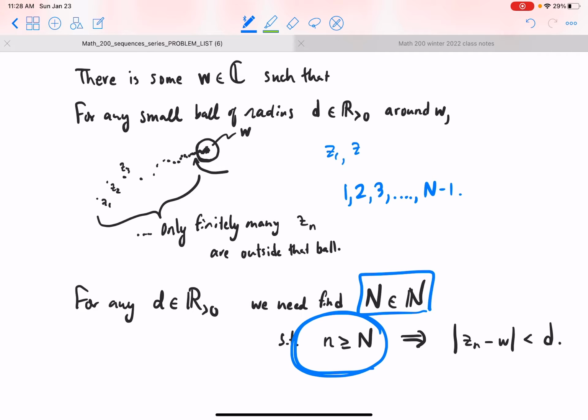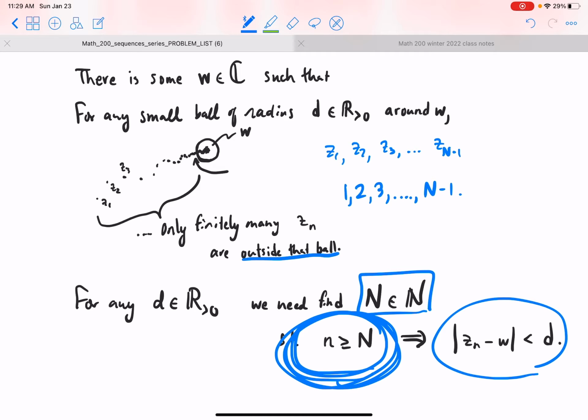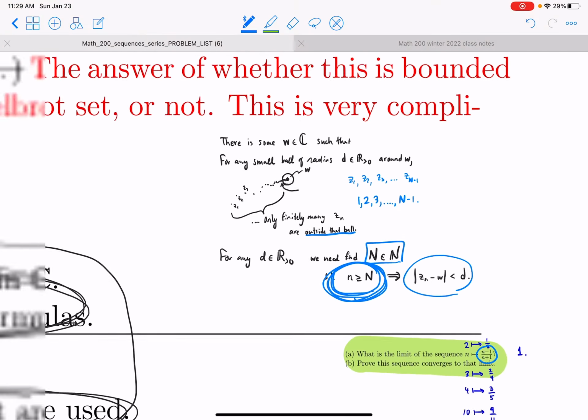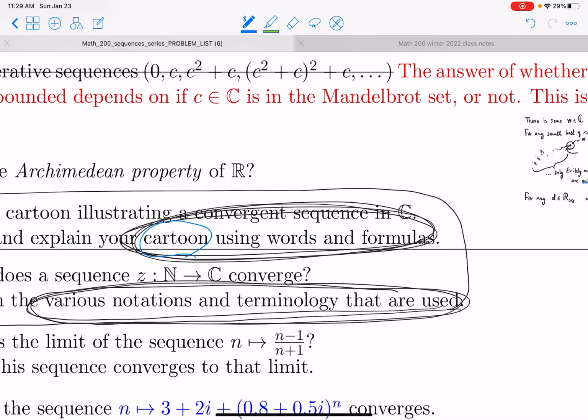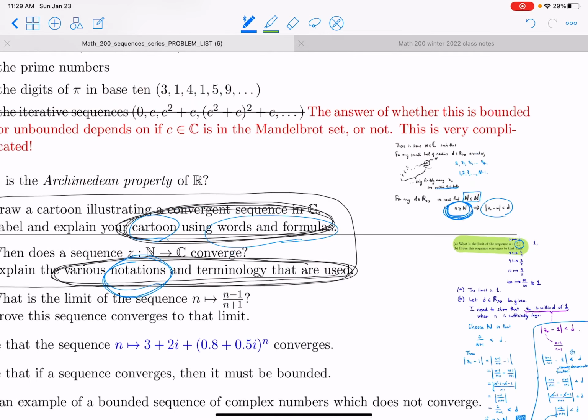Z1, Z2, Z3, all the way up to Z capital N minus 1 are outside the ball, because all the other ones are inside the ball. Okay, so that's a good picture. I drew a cartoon and I labeled it with words and formulas explaining what's happening. Now let's look at some notations and terminology.